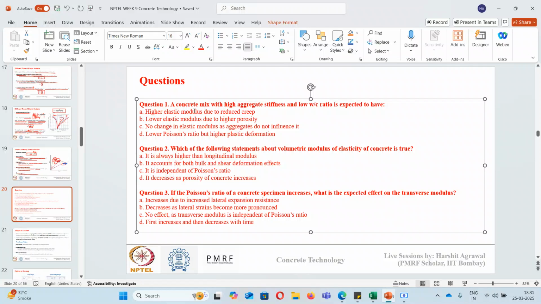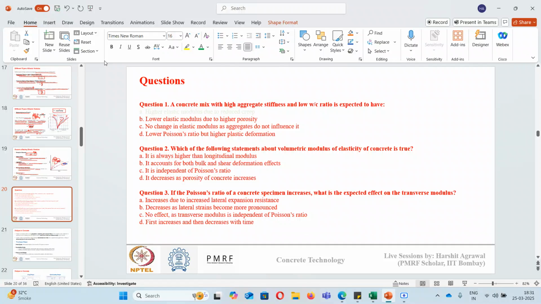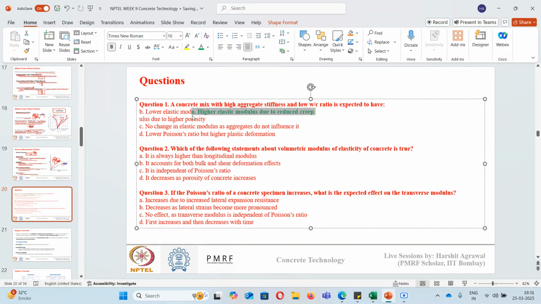Okay, so the correct answer for the first question will be A. Why? Let's see. Since I have higher aggregate stiffness, and I know aggregate contributes heavily to the MOE of concrete, high aggregate stiffness will contribute more to the total overall stiffness of concrete. So it will increase the MOE of my concrete.